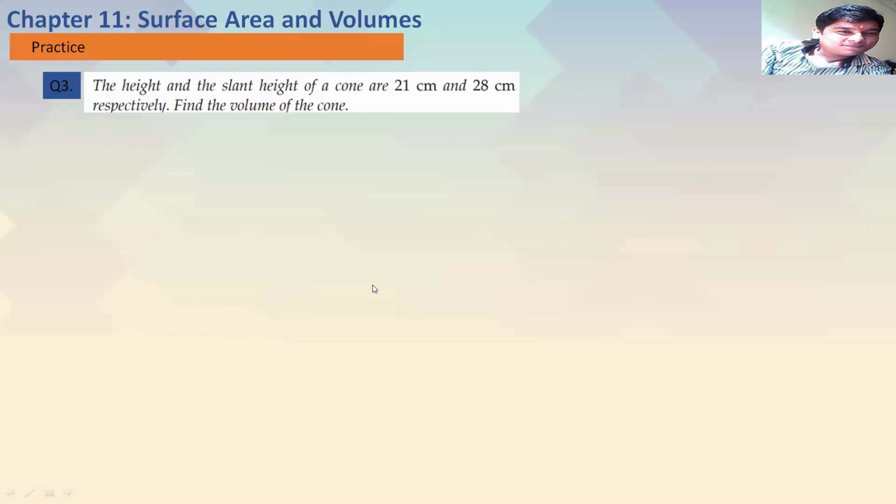So we don't need to use Pythagoras theorem in this, right? Because the radius is not given. How do you find the radius? That's the key, right? We have to use Pythagorean theorem, otherwise how are you gonna get the radius?